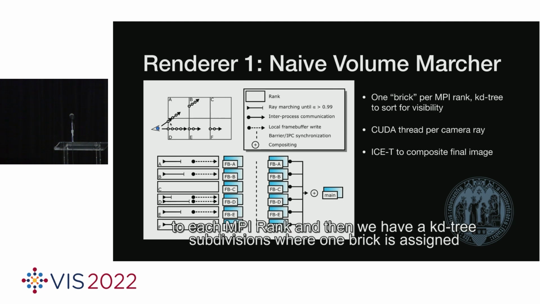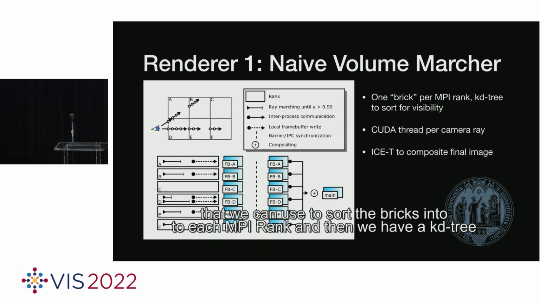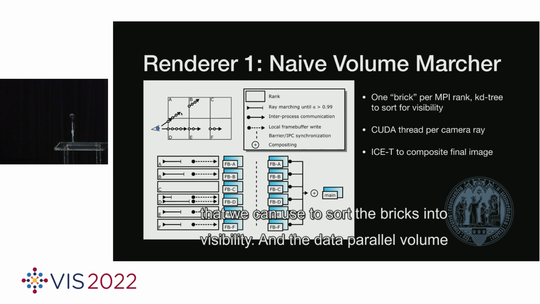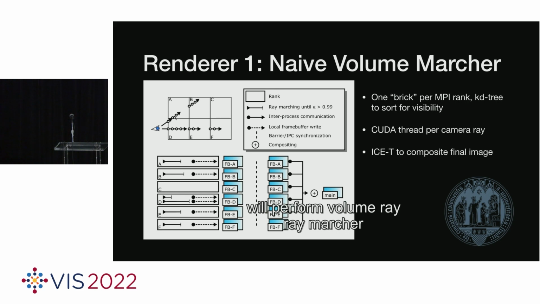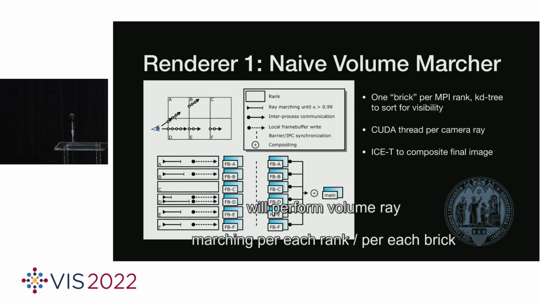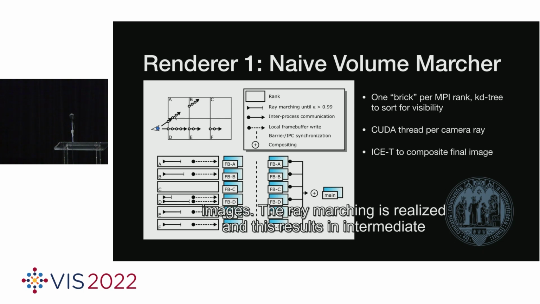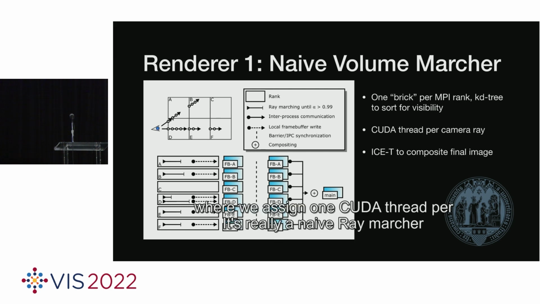Then we have a KD tree that we can use to sort the bricks into visibility order. The data parallel volume ray marcher will perform volume ray marching per rank, per brick. And this results in intermediate images. The ray marching is realized using NVIDIA's CUDA. And it's really a naive ray marcher where we assign 1 CUDA thread per camera ray.